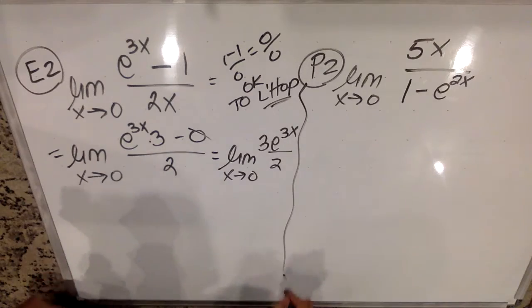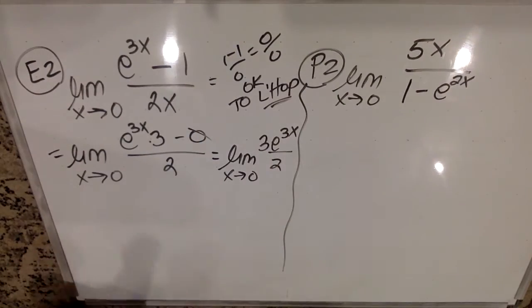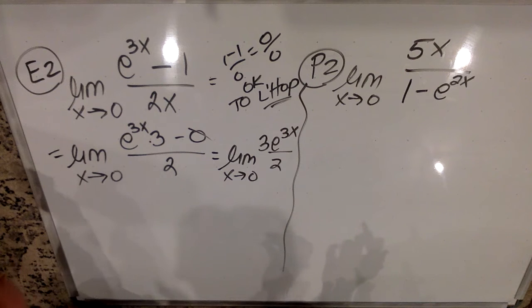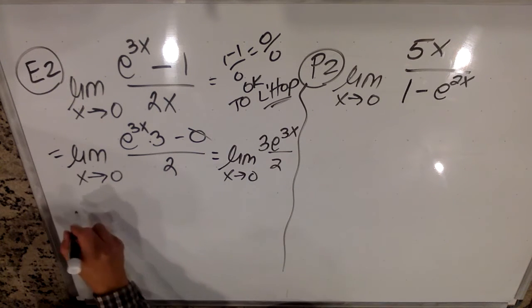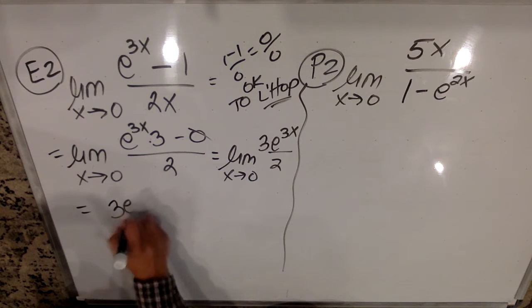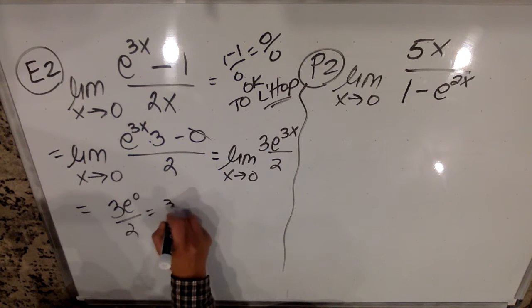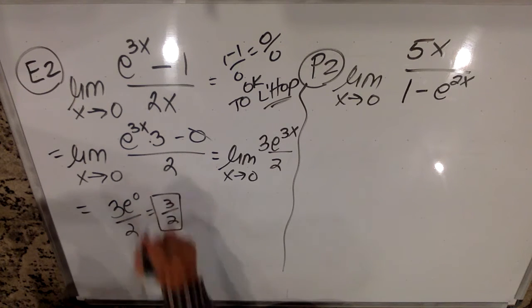So now I'm going to go ahead and try and plug in, right? I should try and plug in after each step, even if I'm going to have to do L'Hopital's a bunch of times. But here I'm not going to have to do it a bunch of times, because I'm going to get 3e to the 0 over 2, which is totally a 3 halves.